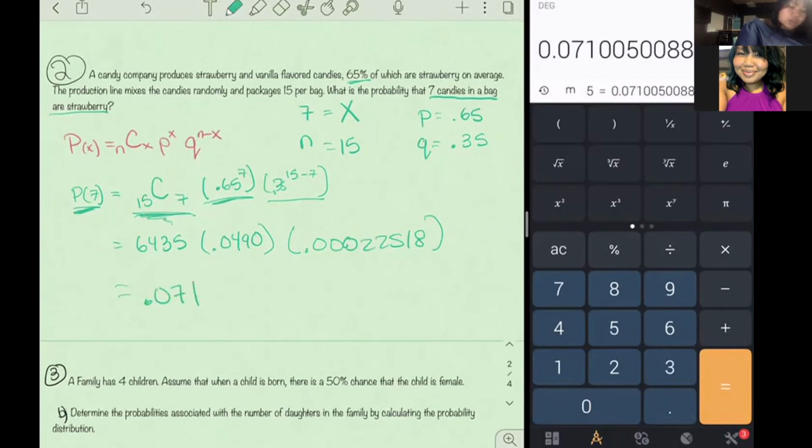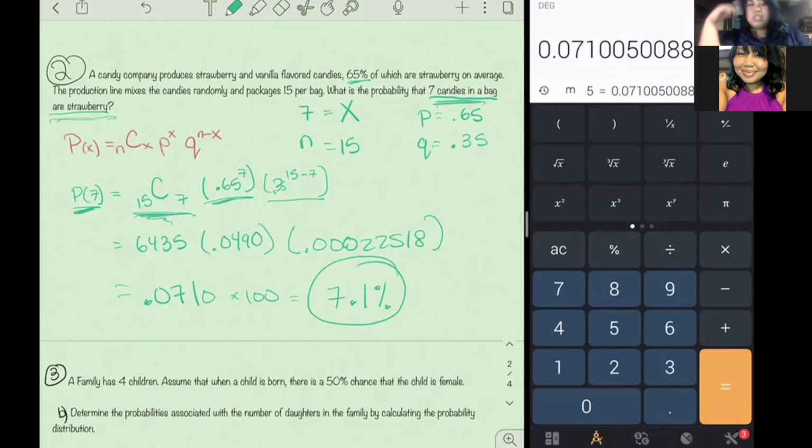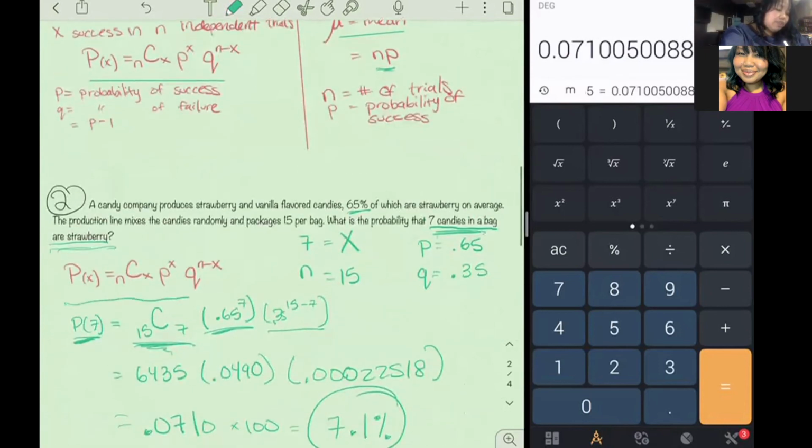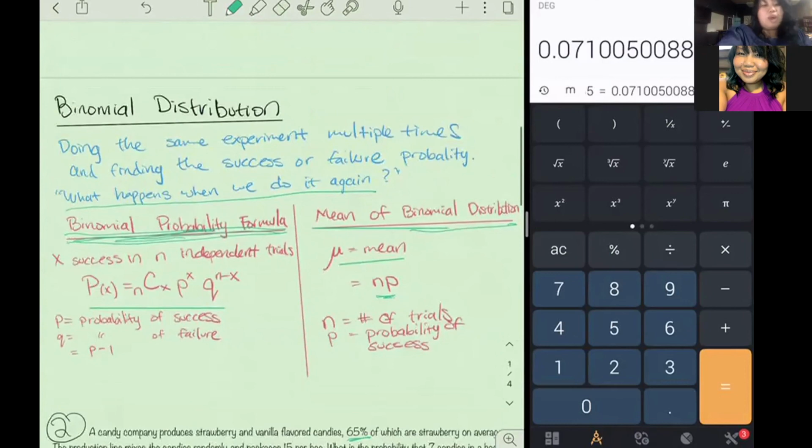0.0710, and I times that by 100 to give me my percentage, and it's 7.1%, right? What does that number mean? It just basically is, if I conducted this with 7 candies in a bag, it would be 7.1% that they would get strawberry. I'm using the other trials. So that's what this equation gives us, right? The binomial probability formula.